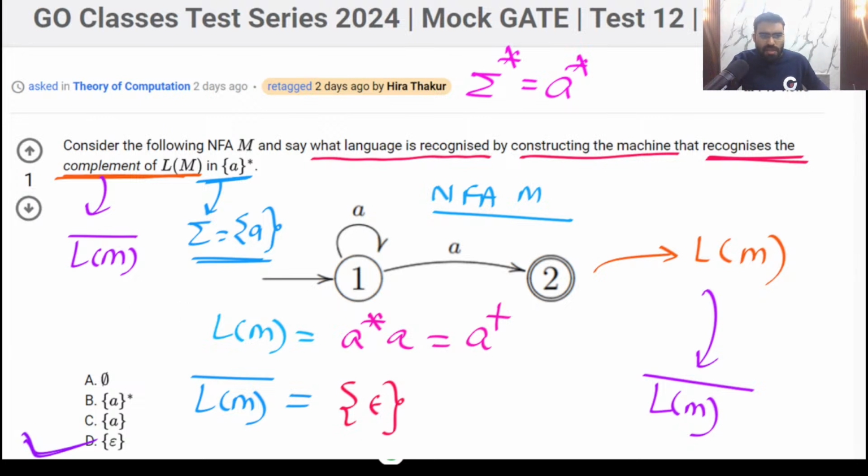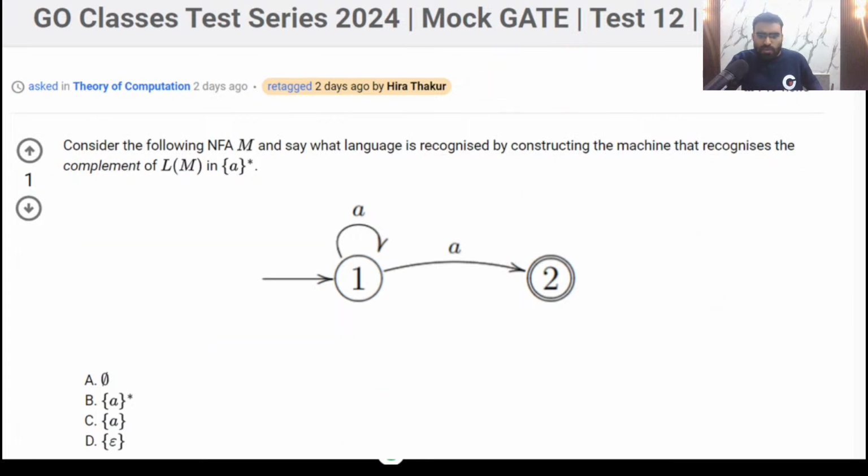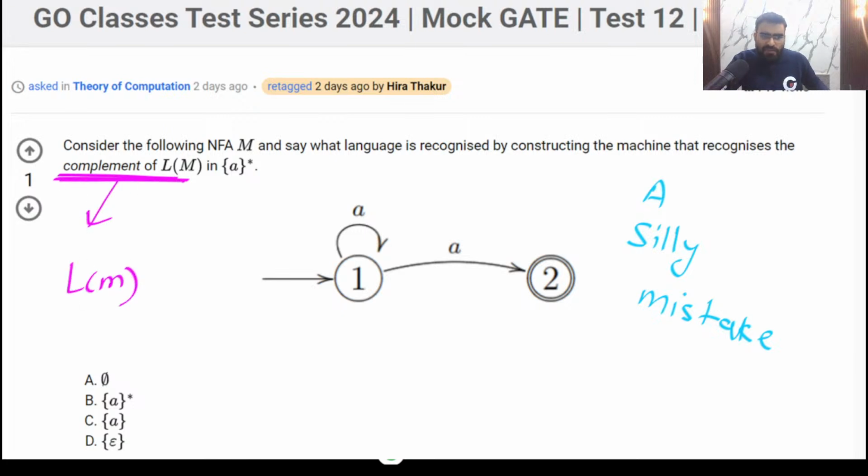So very simple question. Now what are the silly mistakes some students made? Let me tell you the common mistake. A silly mistake that some students have made in this question is that they have complemented the NFA. See, the question is asking complement of LM. First you find LM, the language of this NFA, and then you find the complement of that language. This is what the question is asking.